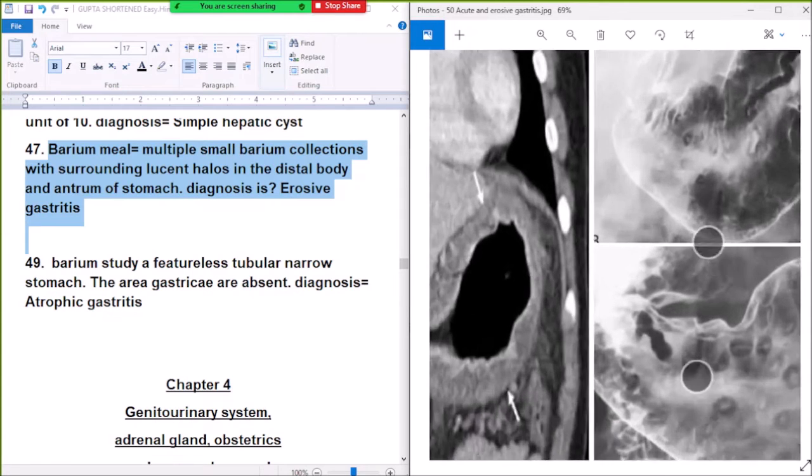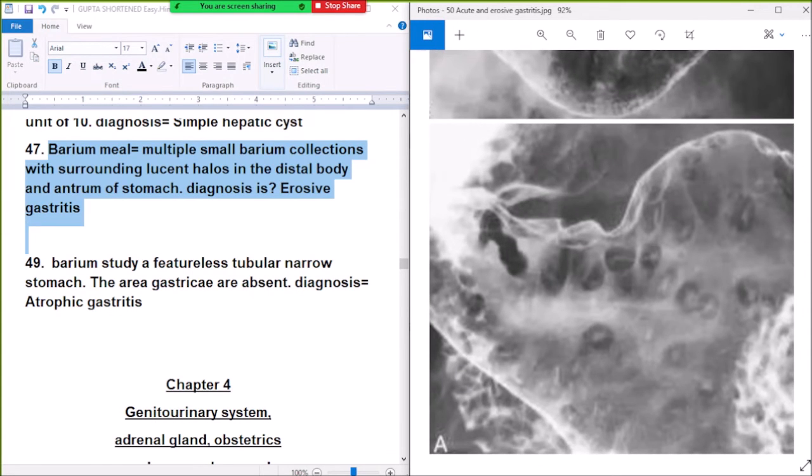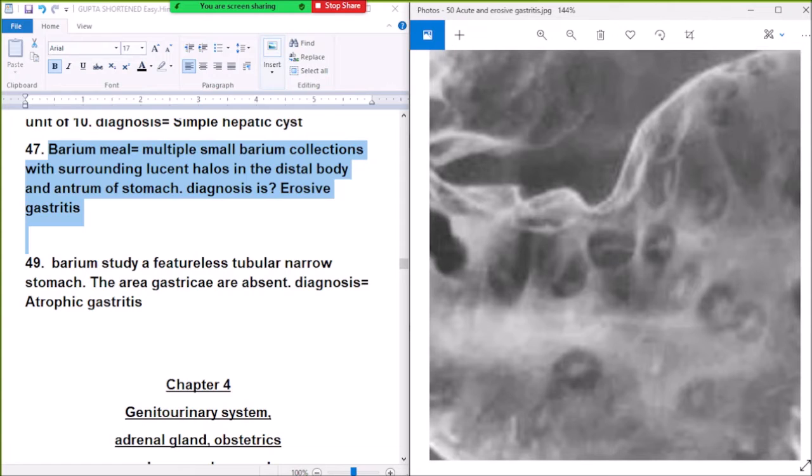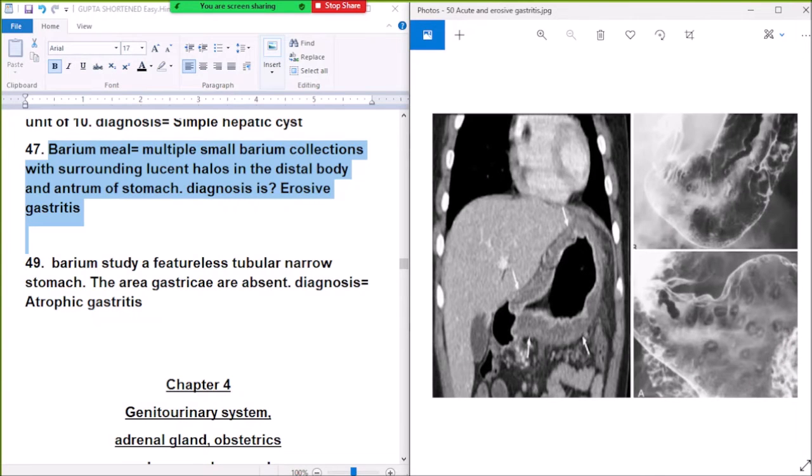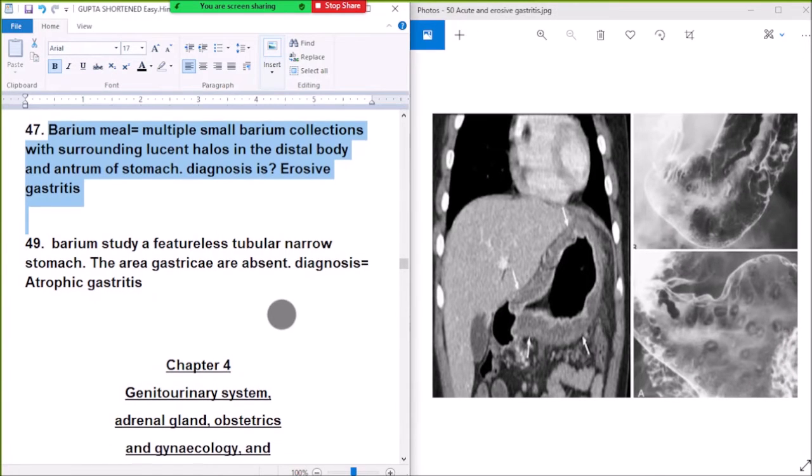Again, barium meal with multiple small barium collections and surrounding halos in the body and antrum of the stomach. Diagnosis: erosive gastritis. Multiple collections with surrounding halos in the body and antrum of the stomach. Diagnosis: erosive gastritis.